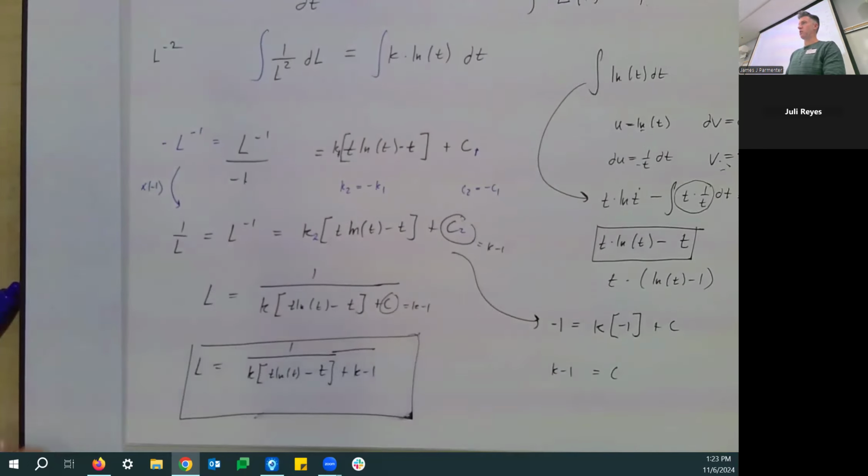There's my L as a function of t. Kind of gross when you have to take the reciprocal of the entirety of one side, but it does happen. So that's what we have to do. There's nothing else. You can't take the reciprocal of each part. It's the reciprocal of the whole thing. Cool.